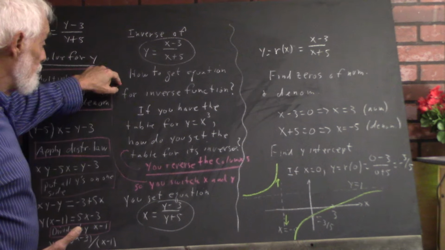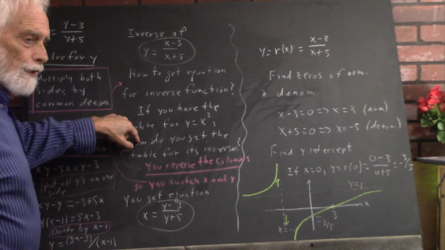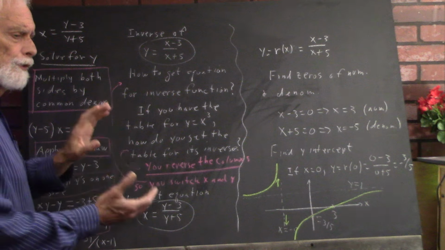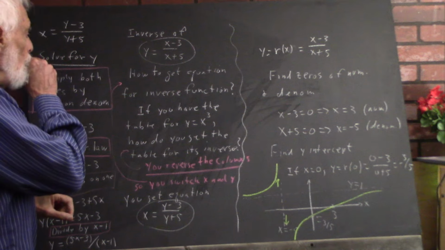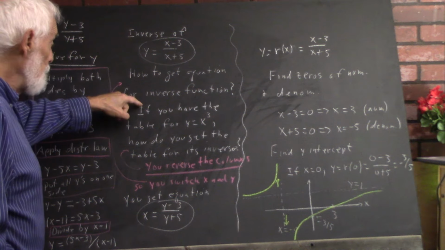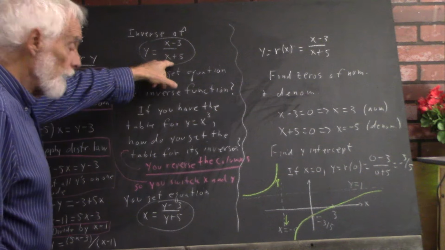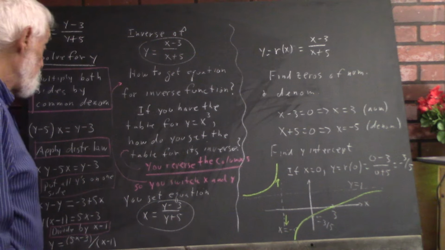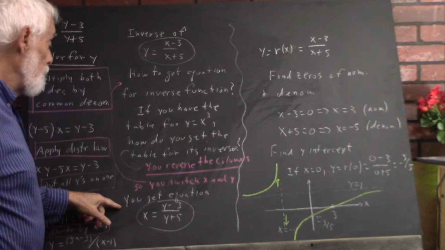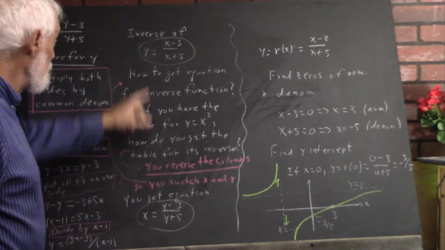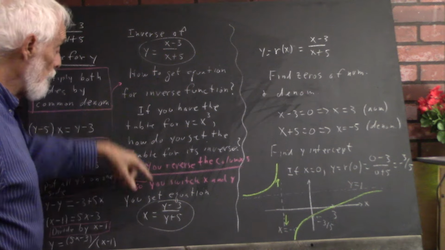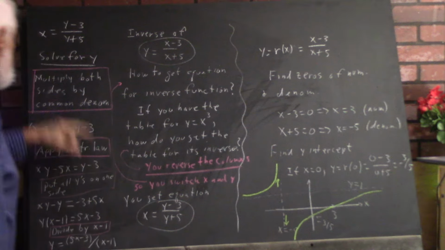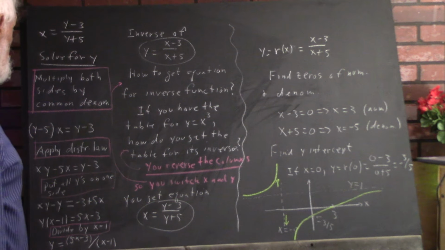For the function, since you understand that you reverse the columns, you're reversing x and y. You're switching x and y when you do that. So, to get the equation for the inverse function, you switch x and y, and then you solve for y. Okay, so you get the equation when you switch x and y. Well, here's the equation. Here's what you get when you put x where y was and y where x was. Now we have to solve this equation for y.